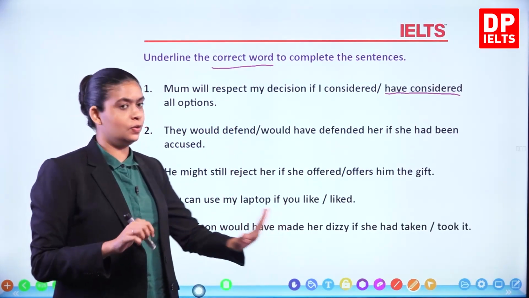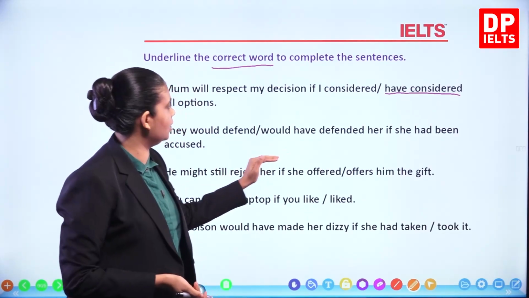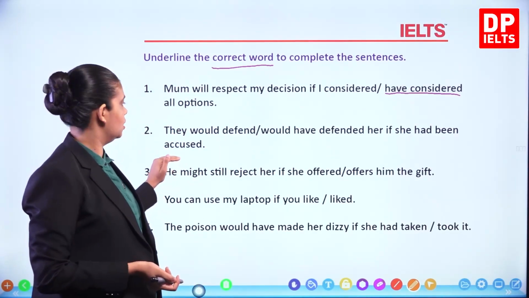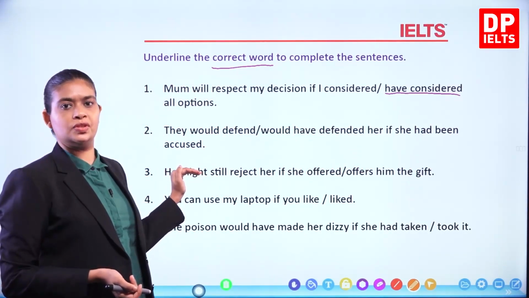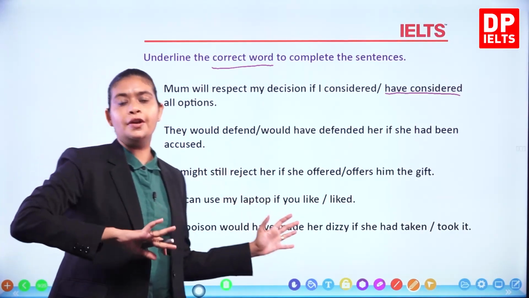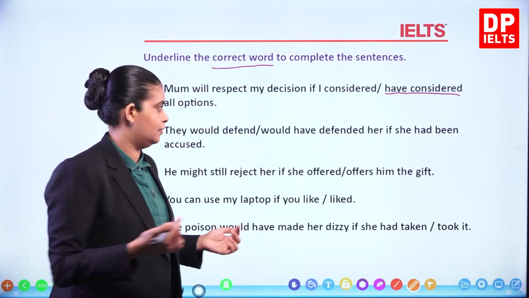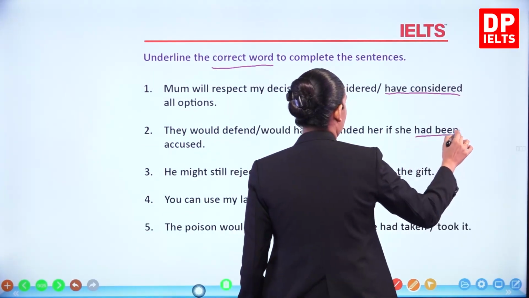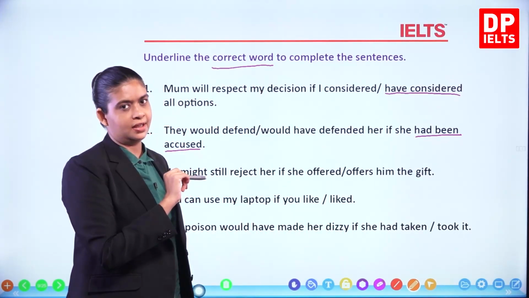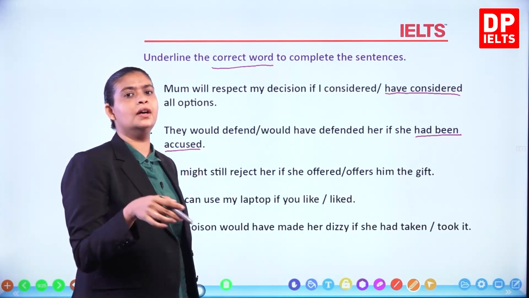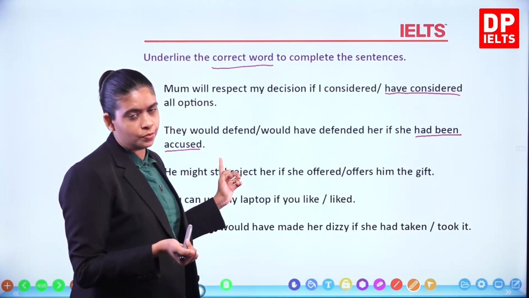Same way, please have a look at these sentences, right? They would defend her if she had been accused. They would have defended her if she had been accused. Now, if it is something what? It could have happened but it didn't happen. If she had been accused. So that is like the past perfect tense, right? Then what should be your main clause?